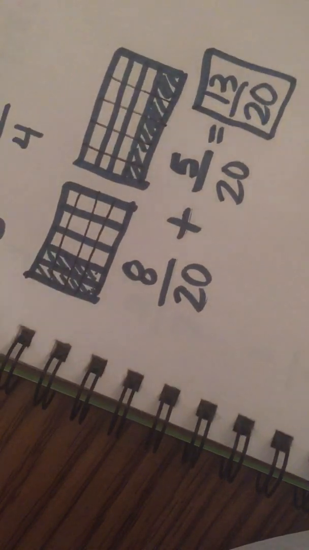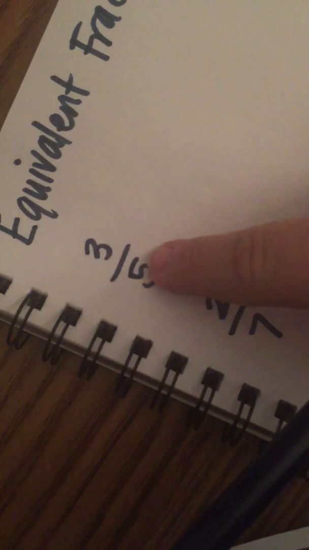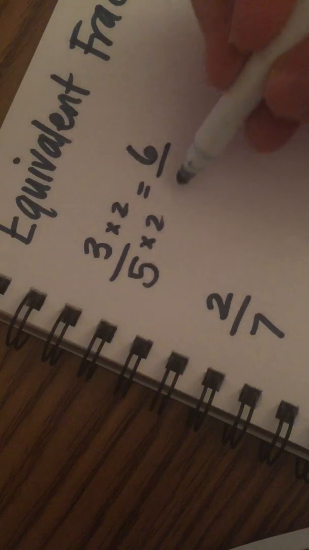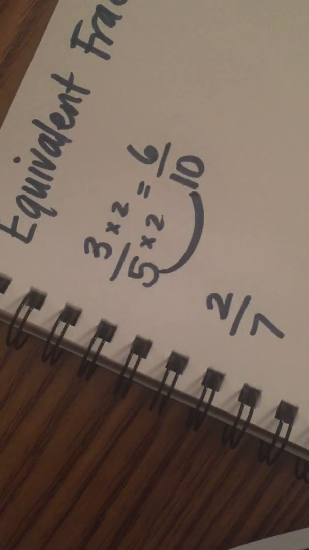Okay, now let me switch papers. Let's go back talking about equivalent fractions. So on the first page in our workbook, we did these. To find an equivalent fraction to 3/5, I just multiply the top and the bottom number by the same number, but any number I want. So let's say 2. 3 times 2 is 6. 5 times 2 is 10. 3/5 and 6/10 are equivalent.